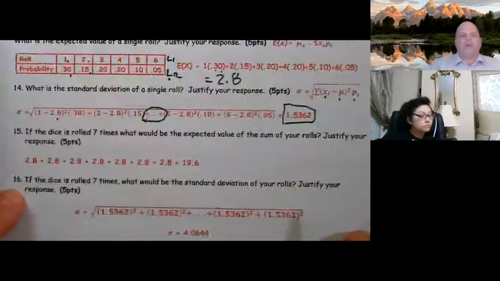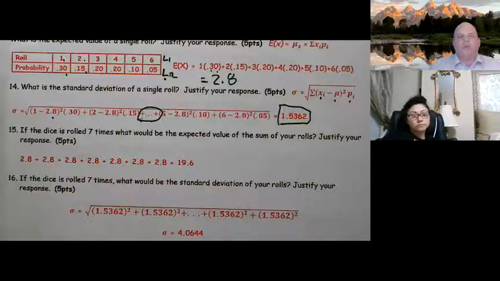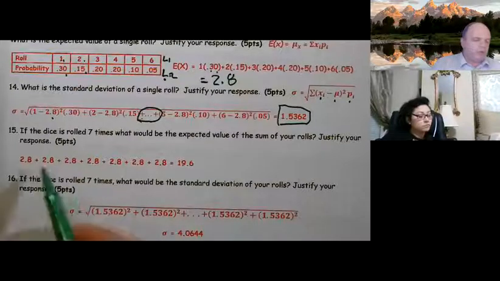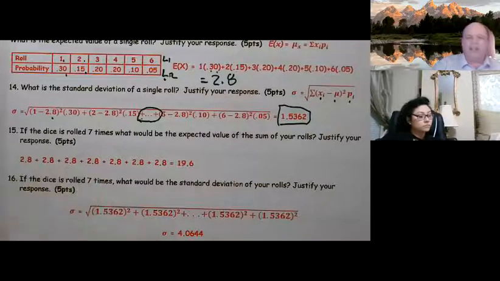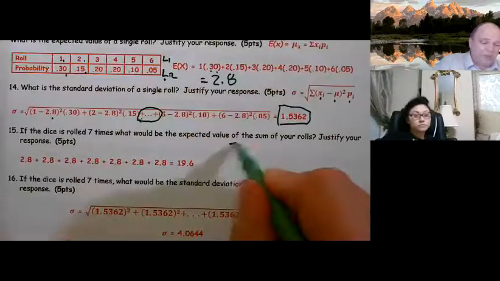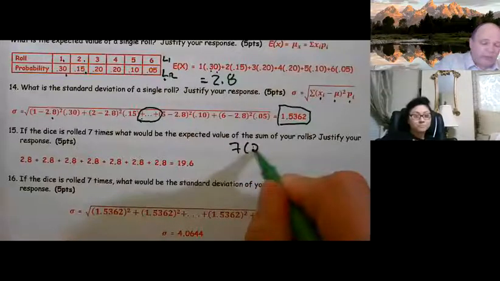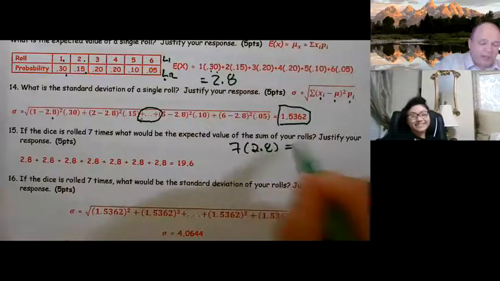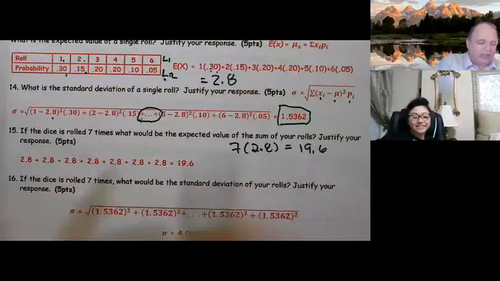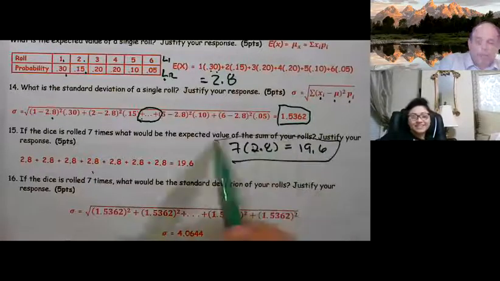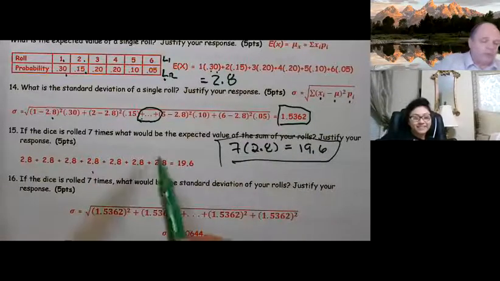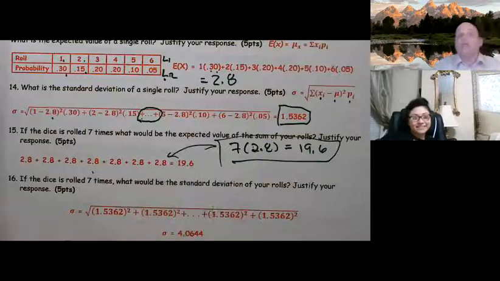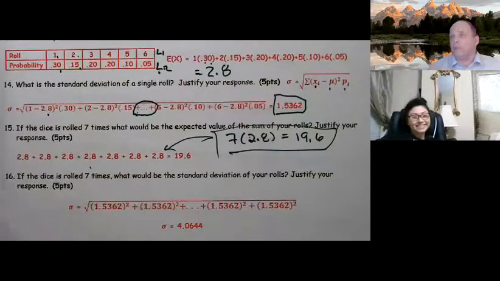If the dice is rolled 7 times, what would be the expected value of the sum of the rolls? Well, essentially it's 2.8 plus 2.8 plus 2.8. And some of you are going, hey, Mr. Spencer, I'm smarter than that, I just went 7 times 2.8. And I'm going to go, you know what? You are smarter than that. This would absolutely be correct. There's no reason for you to sit there and do all that. But I just wanted to show you that that's where it came from.